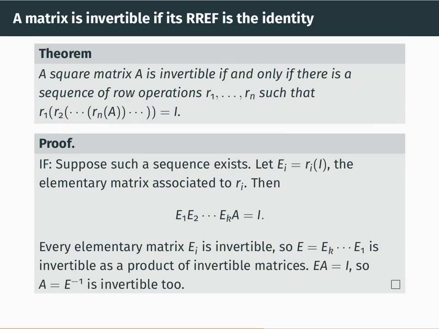Having done those two lemmas, we're now ready to prove our main theorem, which says that a square matrix A is invertible if and only if there exists a sequence of row operations R1, R2 up to Rn, such that when you do those row operations to A, you get the identity matrix. So just to be clear, I don't mean that this n here is the same as the size of A. This n could be anything. It's not necessarily connected to the size of A. All I'm saying is that a square matrix is invertible if and only if there exists some finite sequence of row operations which you can do to A in order to get the identity matrix.